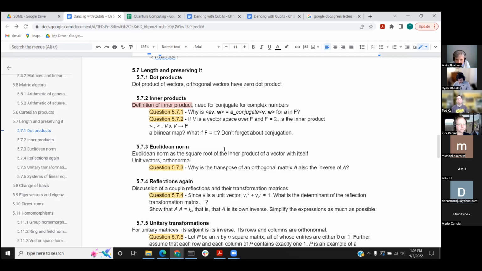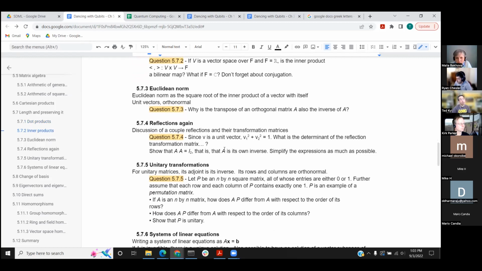Interesting. Thanks. All right. So in this section 5.7, we're talking about length. You've got dot products and inner products, and so now we're going to define the Euclidean norm. This is just the square root of the inner product of a vector with itself. Now that you've defined length, you can say that something is of length 1, and so you can define unit vectors and an orthonormal basis, meaning that they're orthogonal and length 1.